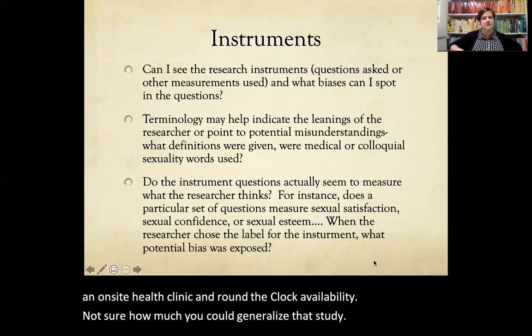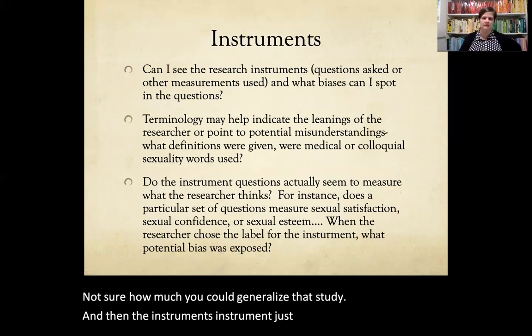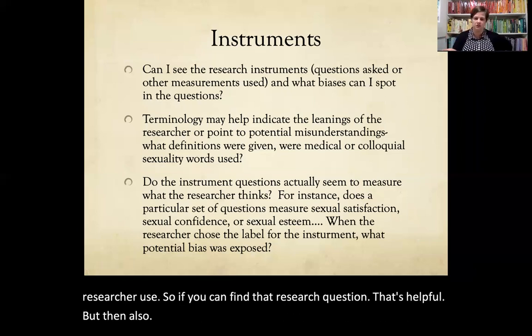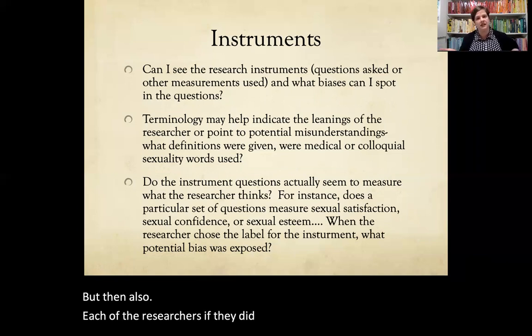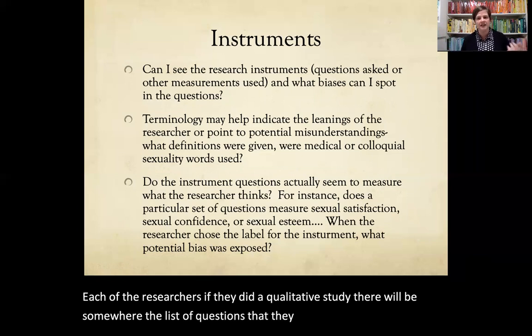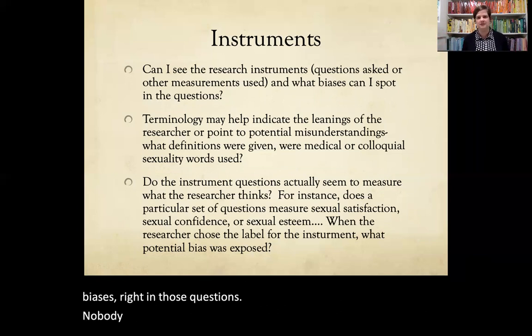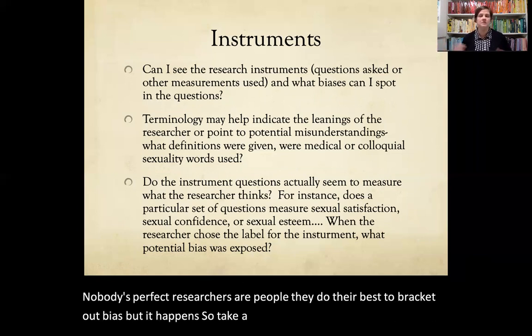And then the instruments. Instrument just means what tool did the researcher use. So if you can find that research question, that's helpful. But then also, if they did a qualitative study, there will be somewhere the list of questions that they actually asked. You may find biases right in those questions. Nobody's perfect. Researchers are people. They do their best to bracket out bias, but it happens. So take a look. And then terminology can point you in the direction of biases.